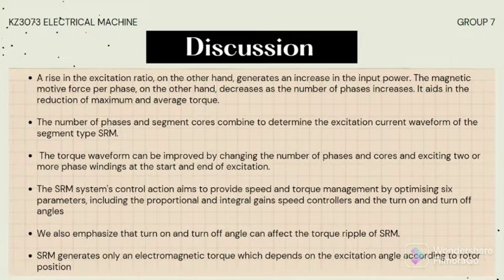The number of phases and segment cores combine to determine the excitation current waveform of the segment type SRM. The torque waveform can be improved by changing the number of phases and cores and exciting 2 or more phase windings at the start and end of excitation. The SRM system's control action aims to provide speed and torque management by optimizing 6 parameters, including the proportional and integral gain of the speed controller and the turn on and turn off angle. We also emphasize that the turn on and turn off angle can affect the torque ripple of SRM. SRM generates only an electromagnetic torque, which depends on the excitation angle according to rotor position.